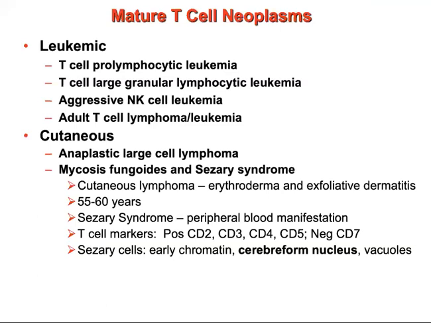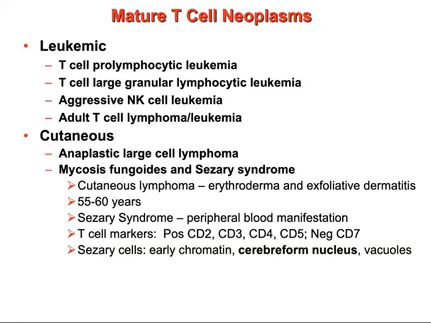And then, even though we have B cells, we also have T cell neoplasms, right? We have the mature T cell neoplasms. They can also be leukemic malignancies. So for example, you have the T cell prolymphocytic leukemia, the T cell large granular lymphocytic leukemia, aggressive natural killer cell leukemia, and then adult T cell leukemia lymphoma.